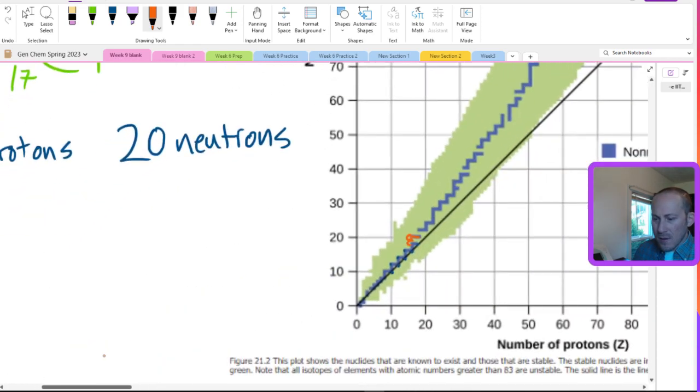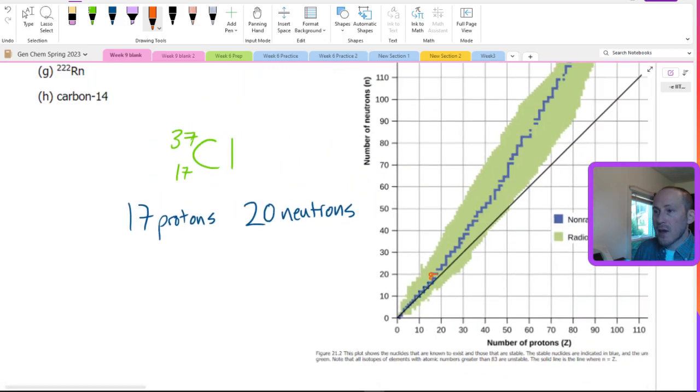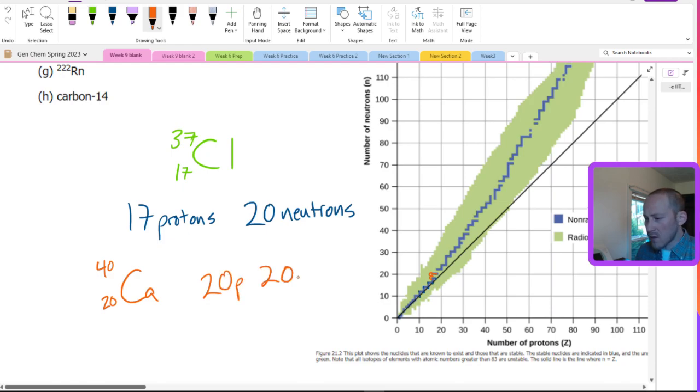Sorry, this zooming's not going quite how I want. There we go. Calcium 40. We'll do calcium in orange. Calcium, Z is 20, that's 40. Therefore, it's going to have 20 protons and 20 neutrons. So that's 1 to 1. So it's right here on the line. So it is radioactive, right?